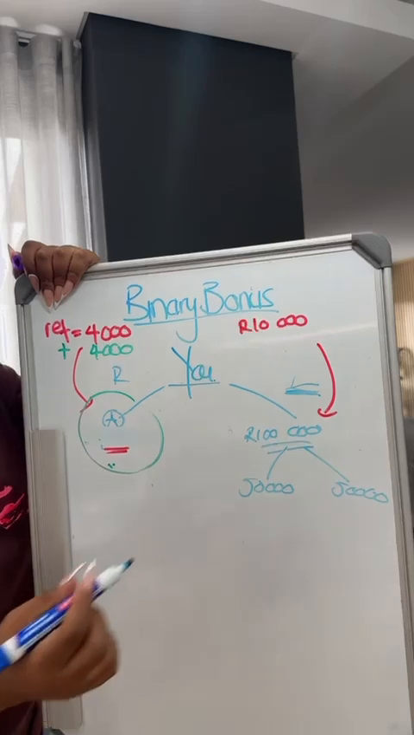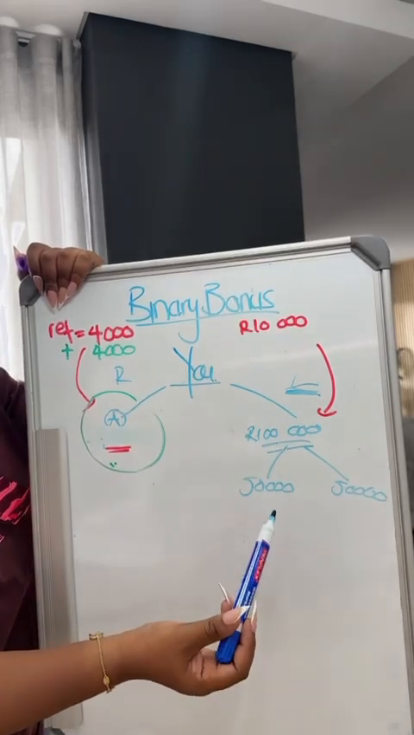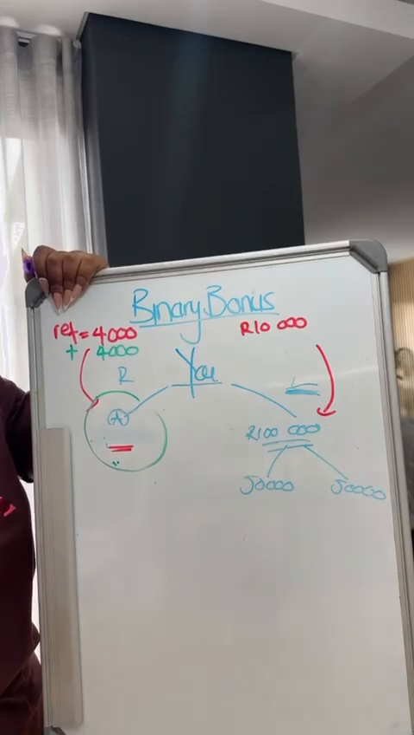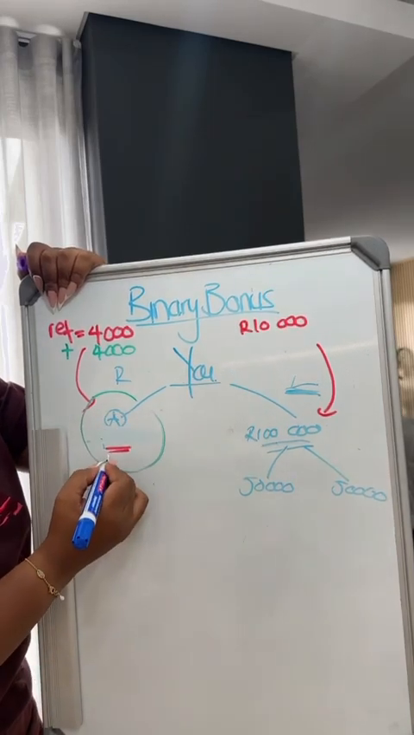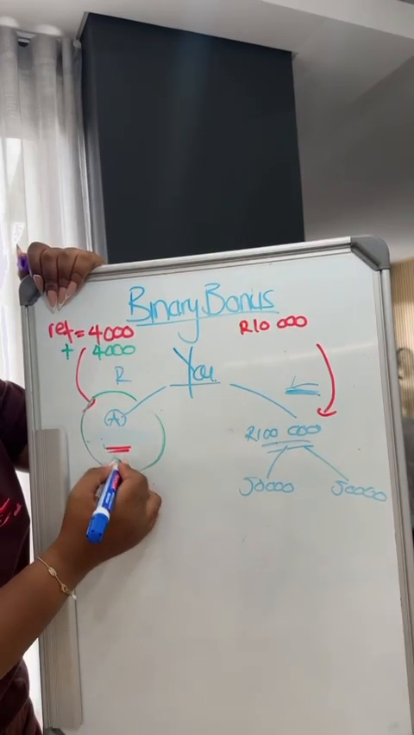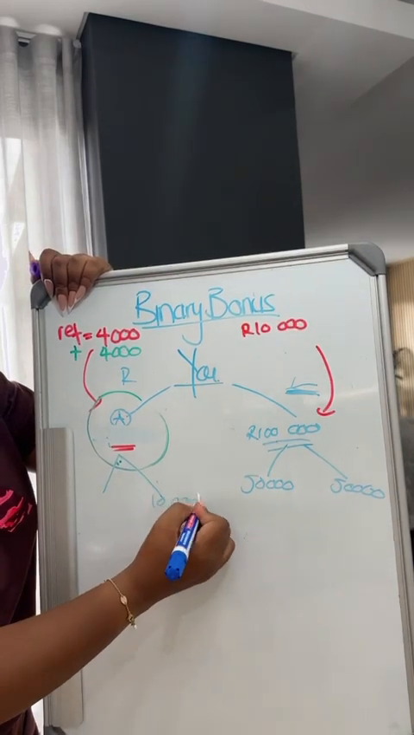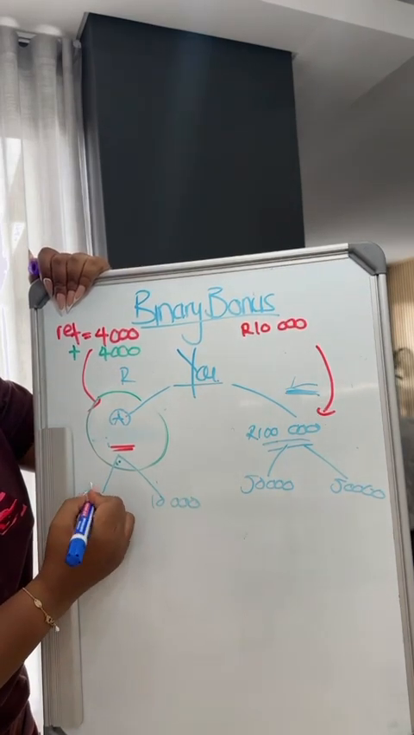Now, what happens is that you've got new customers. Your team is recruiting, you are also recruiting. This 40K client, let's say, also brings in his own 2 customers. One activates for 10,000. The other one, let's say, activates for 5,000.